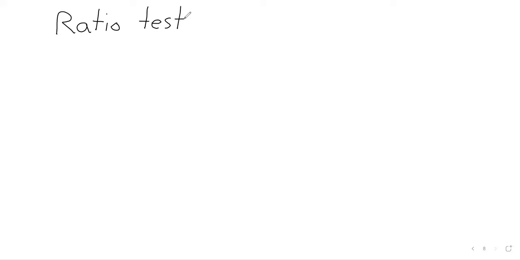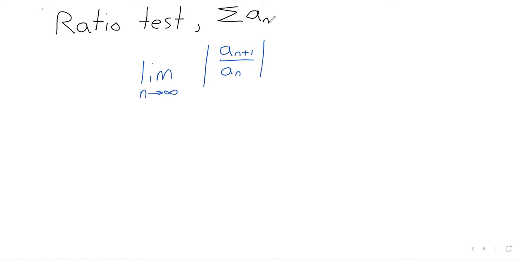So the ratio test, I'll put it on the board. The ratio test for a series has the lovely property of being completely mechanical. You don't have to have any intuition. You don't have to do anything clever. It's just a machine that you hit the series with. In particular, you take the limit as n goes to infinity of the ratio of a sub n plus 1 divided by a sub n.